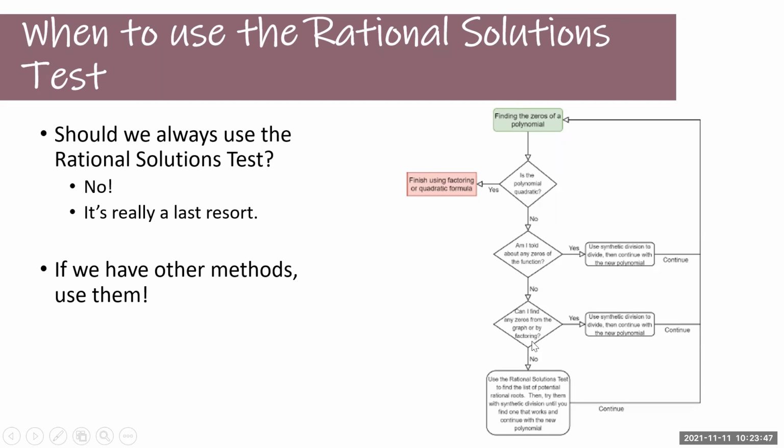If you still can't do anything with the graph or any other helpful way, use your rational solutions test to list your roots and then try synthetic division one by one by one until you find a remainder that is 0. Then you get to repeat all of that fun with your new remaining polynomial until you get a quadratic, and then you can go that route.